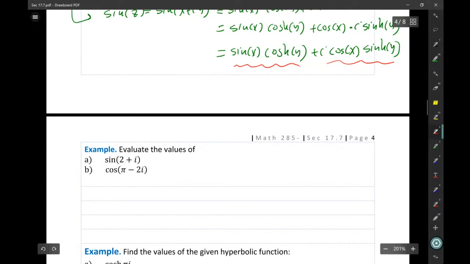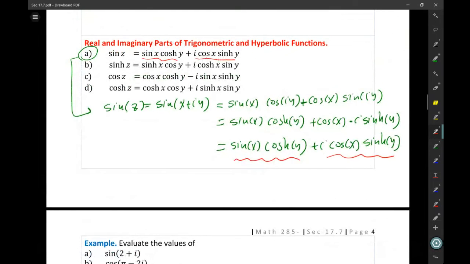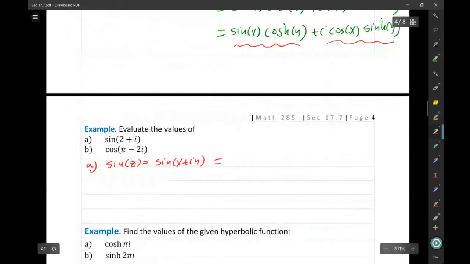To evaluate sine of 2 plus i, use the identity that sine of z, which is sine of x plus iy, we just proved it here in part A from the previous one, is equal to sine x cos y plus i cosine x sin y.